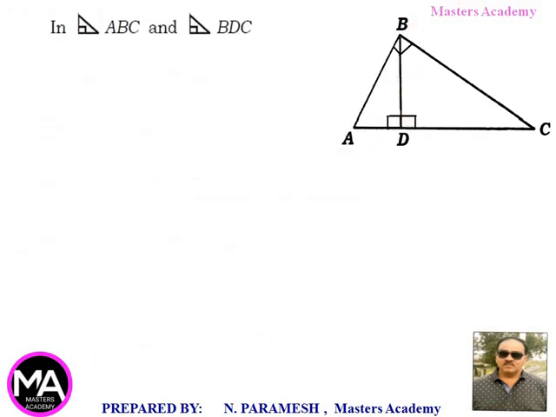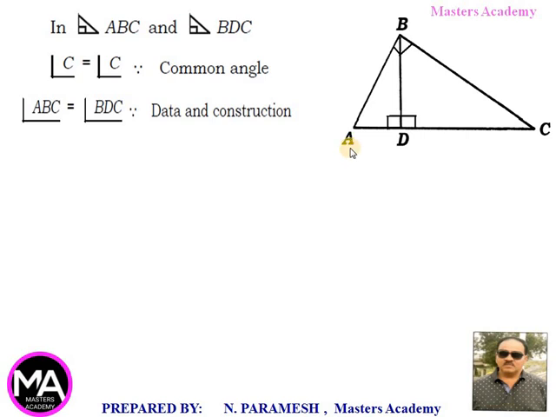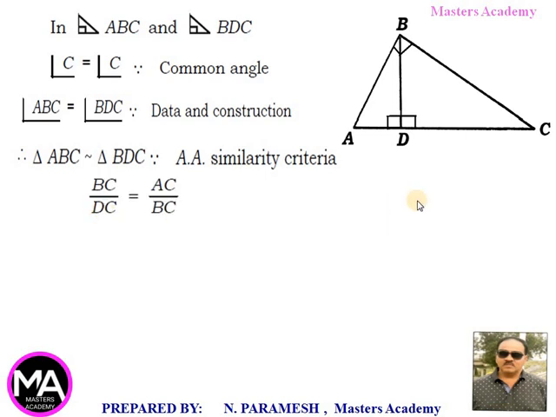In triangle ABC and triangle BDC, angle C is equal to angle C, common angle. Angle ABC is equal to angle BDC is equal to 90 degree, reason, data and construction. Therefore, triangle ABC is similar to triangle BDC. Reason, similarity criteria. Therefore, BC divided by DC is equal to AC divided by BC. Cross multiplication: BC square is equal to AC into DC. Call this as equation 2.